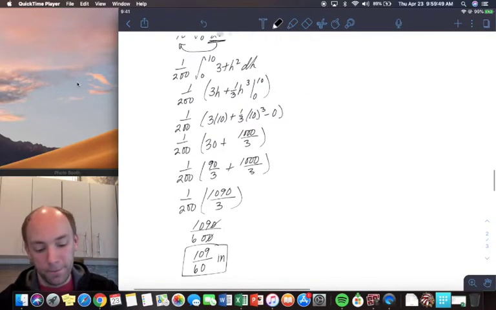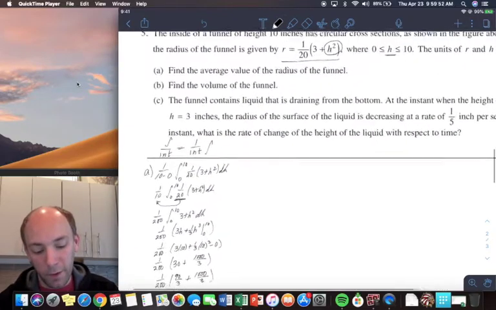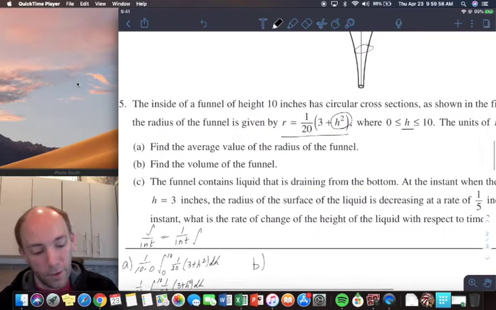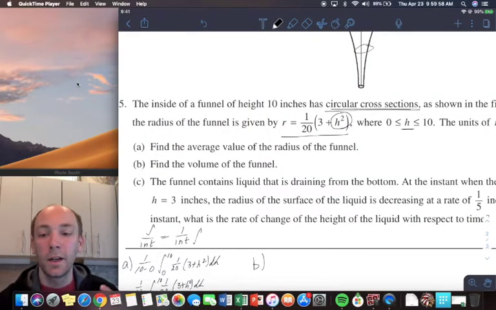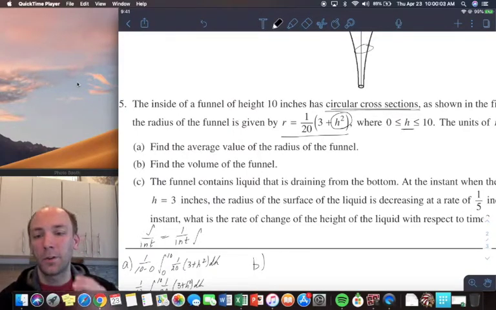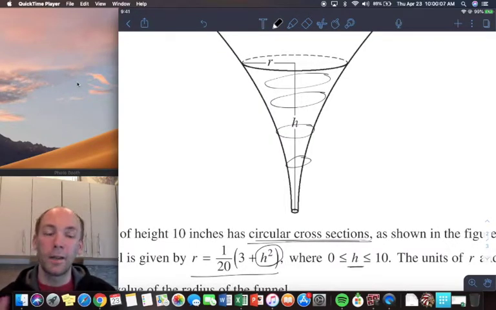All right, part B: find the volume of the funnel. The inside of the funnel has circular cross sections, so we need to add up all these cross sections to get the volume. It's like taking that loaf of bread and adding up all the slices to get the full loaf. If I look at the volume of one circular cross section and add them up, going all the way up and down, I can find my volume.